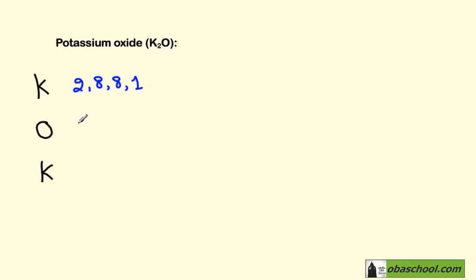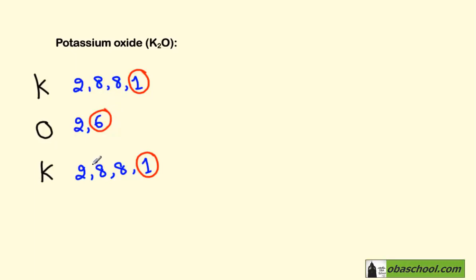Oxygen has 8 electrons occupying 2 shells, 2 in the first and 6 electrons in the second shell. The second K has the same electron configuration as the first, with electrons occupying 4 shells. K has 1 electron in its outermost shell, while O, oxygen, has 6 electrons in the outermost shell.